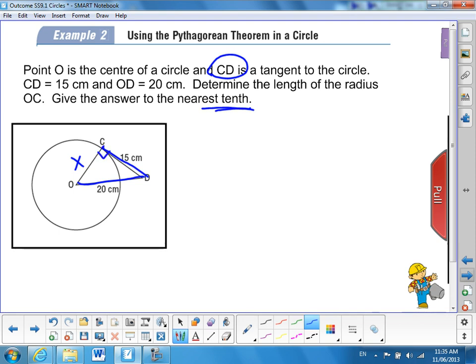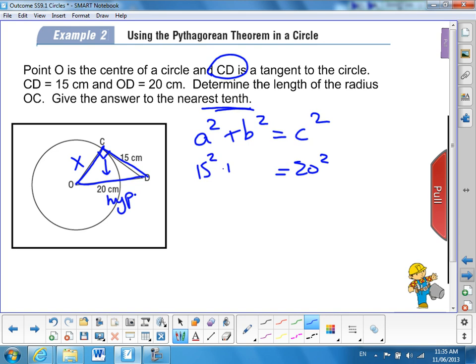Because C is the point of tangency, this line will create a 90-degree angle. If I know I have a 90-degree angle and a right triangle, then I can use Pythagorean theorem. It only works in triangles that have a 90-degree angle. Across from the right angle is the hypotenuse. So 20 is going to go in for C, 15 goes in for A, and B is going to be our variable. So we're going to square 15. It's 225 plus B squared equals 400.